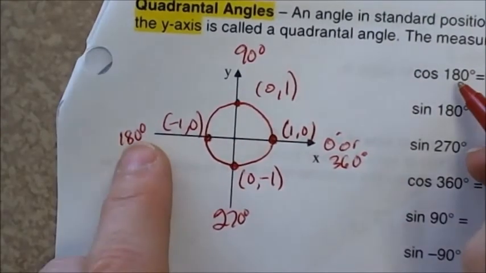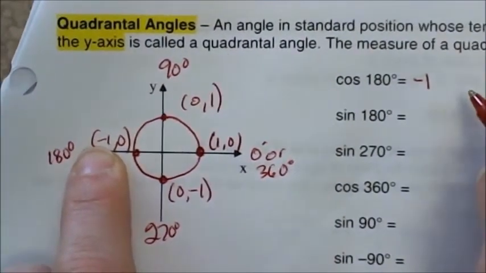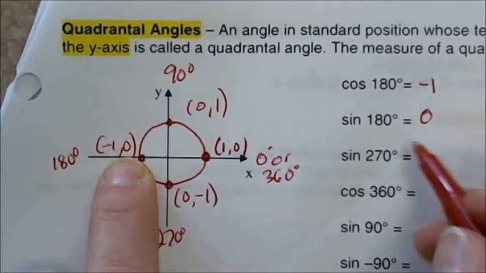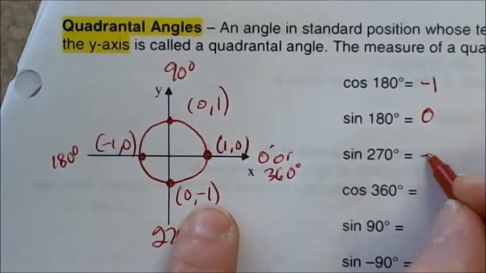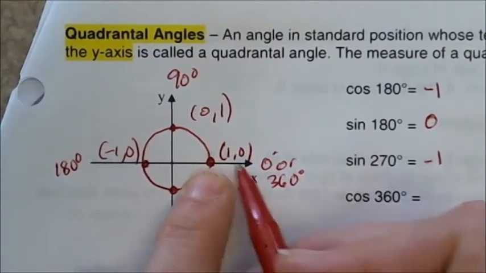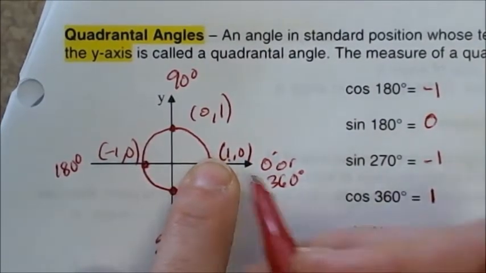And so the cosine of 180, the cosine is the x value, which is -1. The sine of 180 is the y value, which is 0. The sine of 270, remember the sine is the y value, so that's -1. The cosine of 360, cosine is x, so the cosine of 360 is 1.